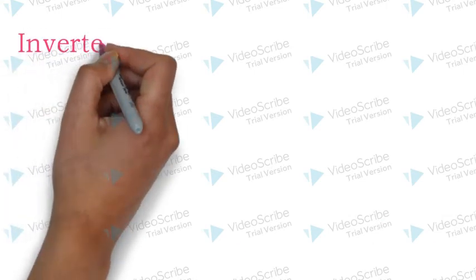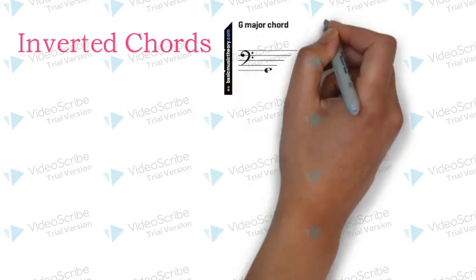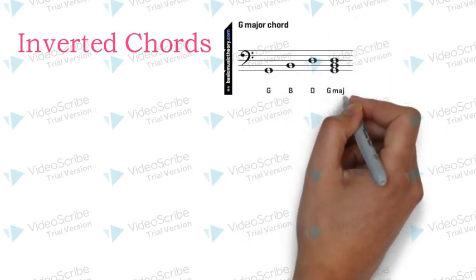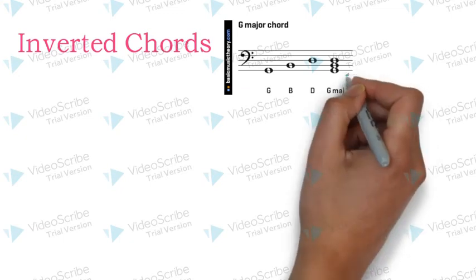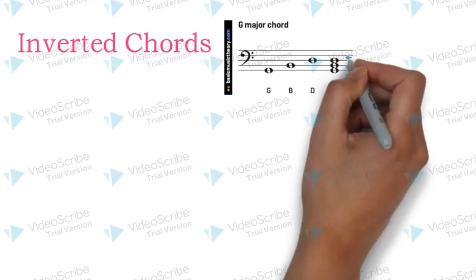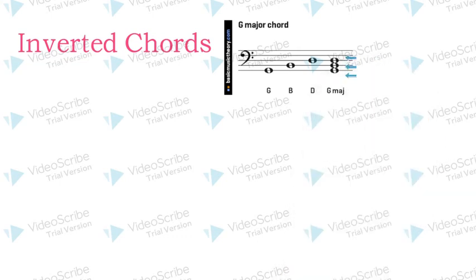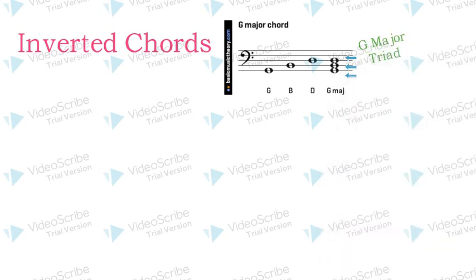Another way you can make your chords more interesting is to use inverted chords. The root of the chord doesn't always have to be at the bottom. You can move the third or the fifth notes to the bottom, and this can help to create contrast for the listener. For example, our G chord, we originally had our root note G at the bottom, and then B above that, and then D above that, and this is our G major triad.